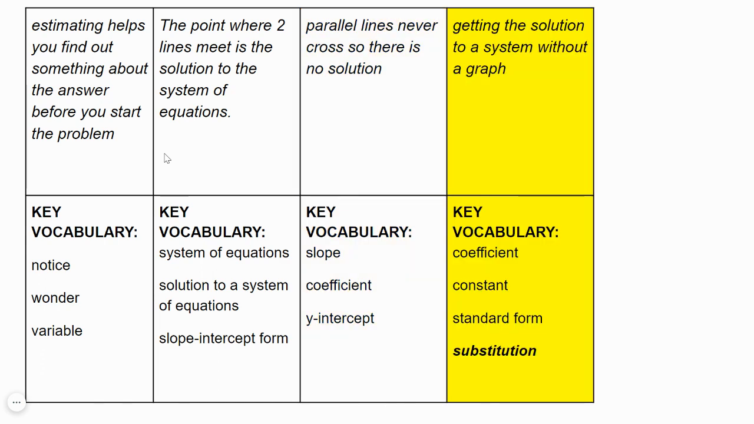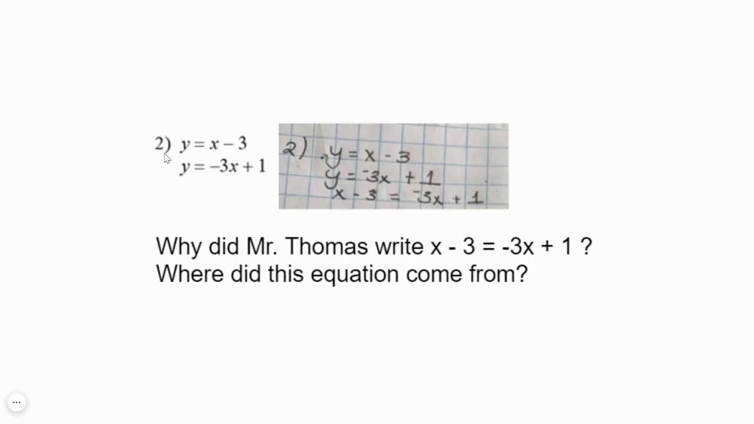The fourth key idea is that you can actually get the solution to a system without a graph. So even though we spent a lot of time talking about a graph, we use this thing called substitution. And Mr. Thomas and Mr. Lipsey kind of started us down this path by saying, wait a minute, if you take these 2 equations and you set them equal to each other, you're actually substituting them into each other. You can actually solve that without ever graphing it.